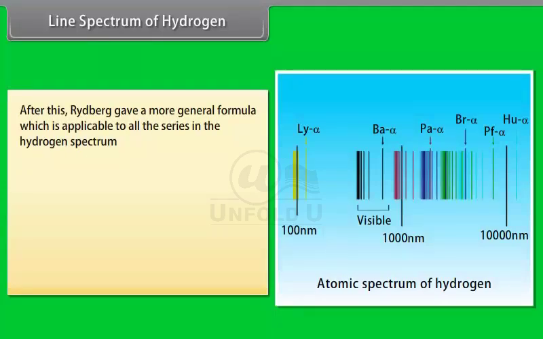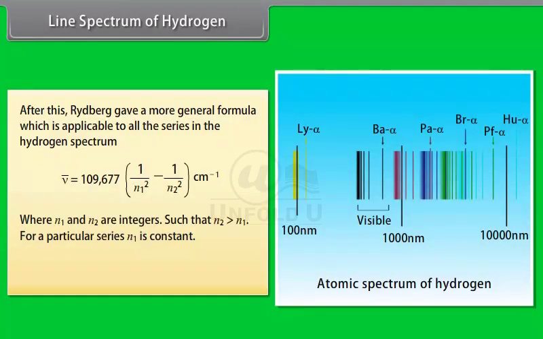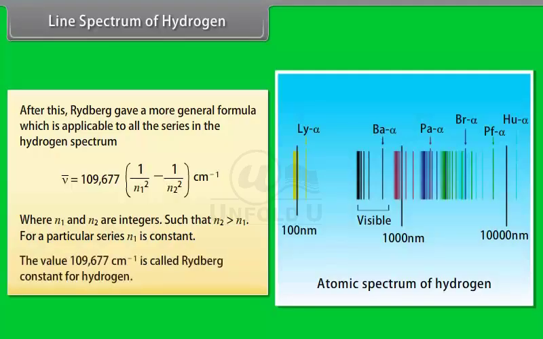After this, Rydberg gave a more general formula which is applicable to all the series in the hydrogen spectrum. Wave number is equal to 109677 × (1/n1² − 1/n2²) per centimeter, where n1 and n2 are integers such that n2 is greater than n1. For a particular series, n1 is constant. The value 109677 per centimeter is called Rydberg constant for hydrogen.